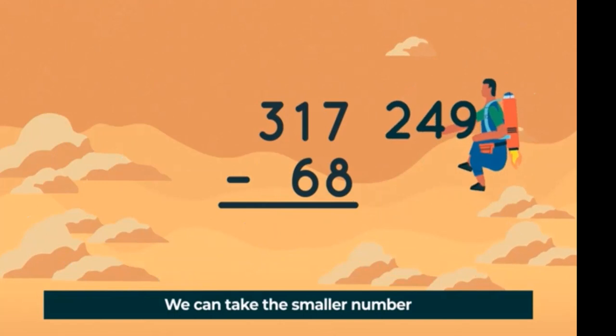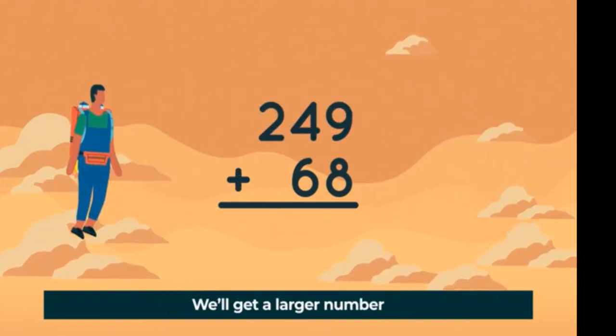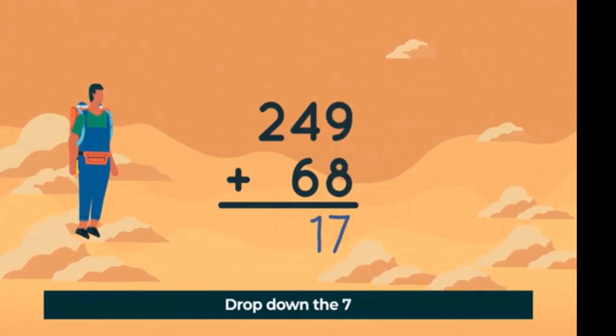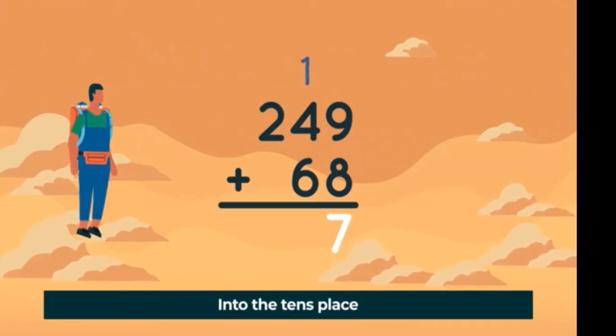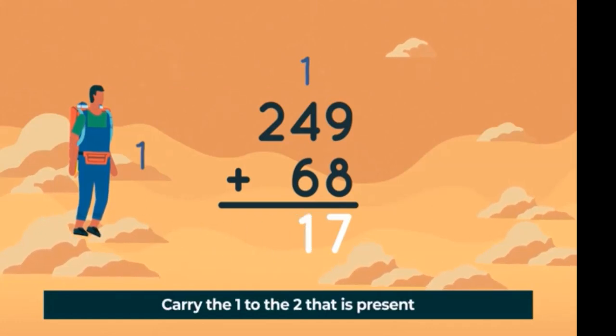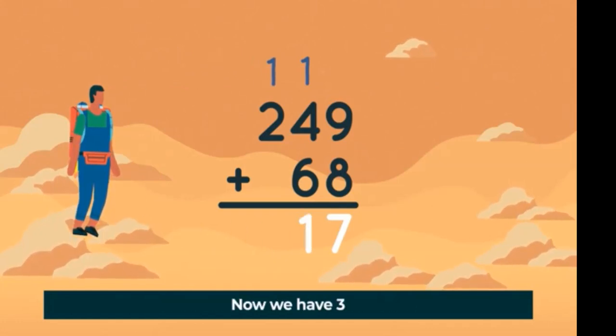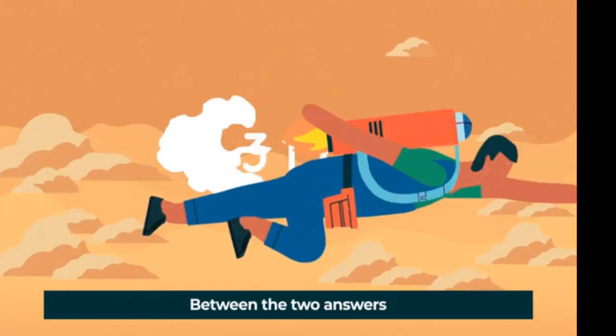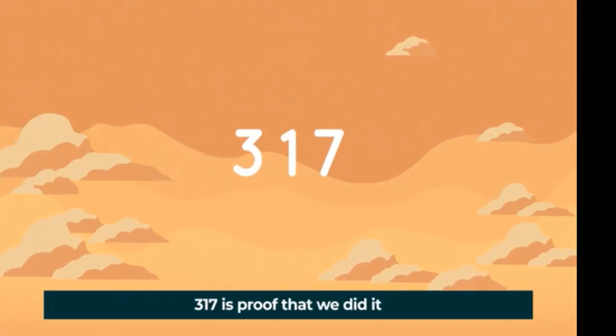We can take the smaller number, add it to the answer. We'll get a larger number, which will verify our answer. 9 plus 8 will give us 17. Drop down the 7 and carry the 1 into the tens place. But no, we're not done. 4 plus 6 plus 1 is 11. Carry the 1 to the 2 that is present. Now we have 3, which proves the connection between the two answers. No need for corrections. 317 is proof that we did it.